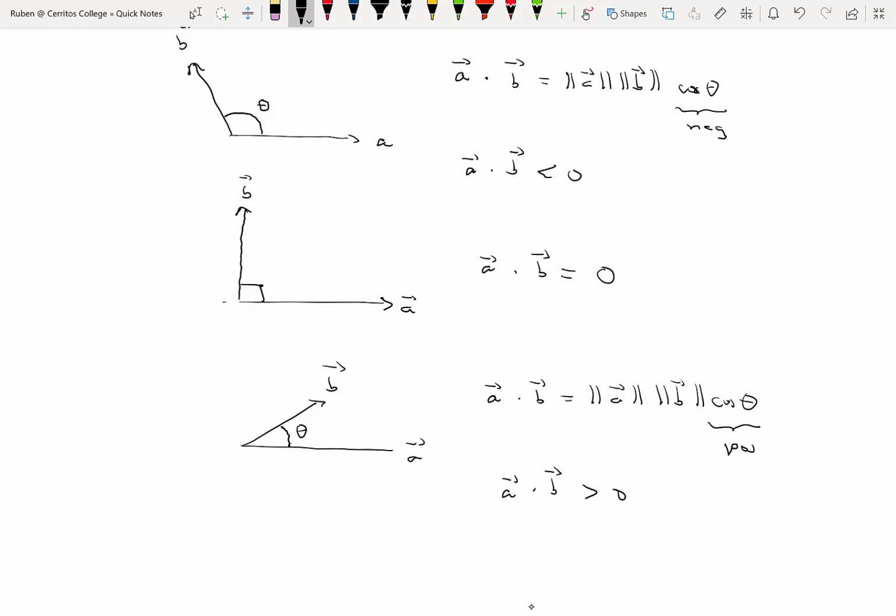So the dot product can be used to measure the extent to which A and B are orthogonal or perpendicular. If the angle between the two vectors is more than 90, the dot product is negative; if it is equal to 90, then the dot product is 0; and if it is less than 90, then the dot product is positive. Okay.